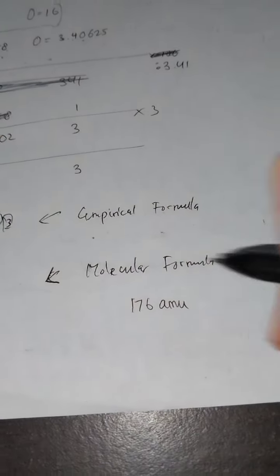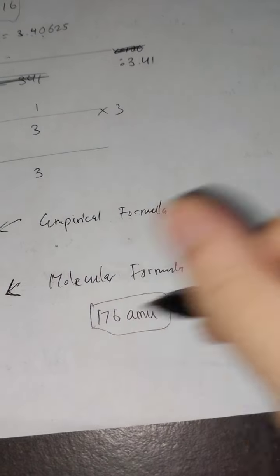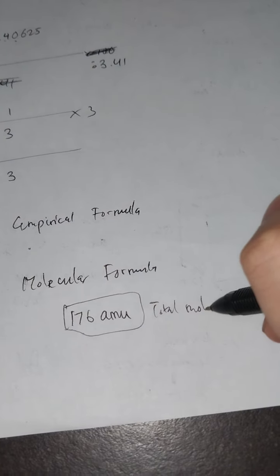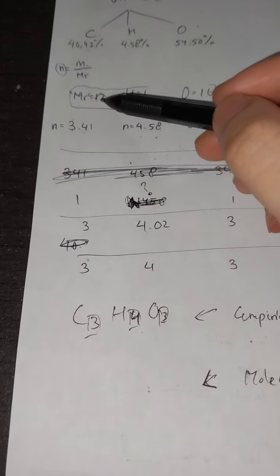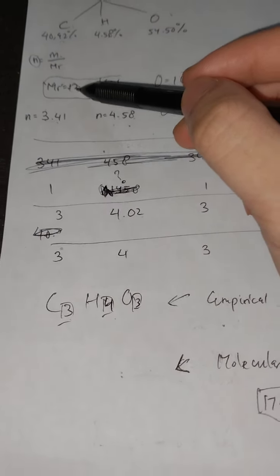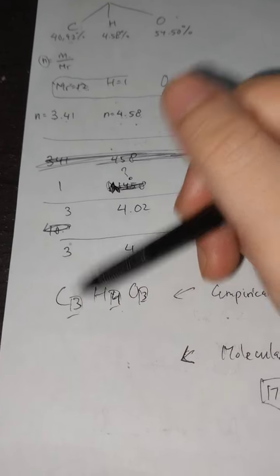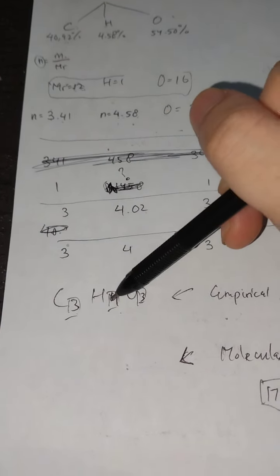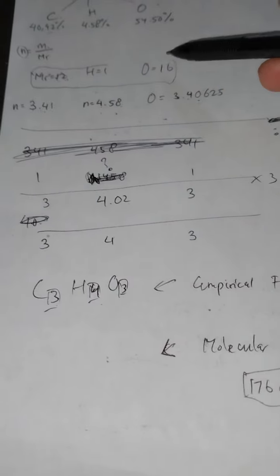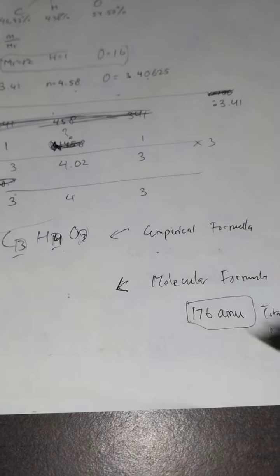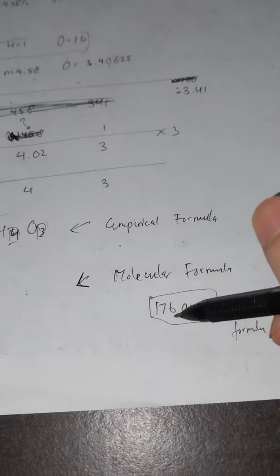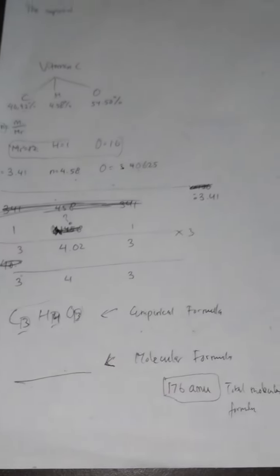If you look at the question again, they tell you the total molecular formula mass. Okay, remember that 1 C is 12, right? So what about 3 C's? What about 4 H? What about 3 O's? So 16 times 3. Find the total of the molecular formula and think, how could you change it to 176? That's your job. Okay, I hope you do understand.